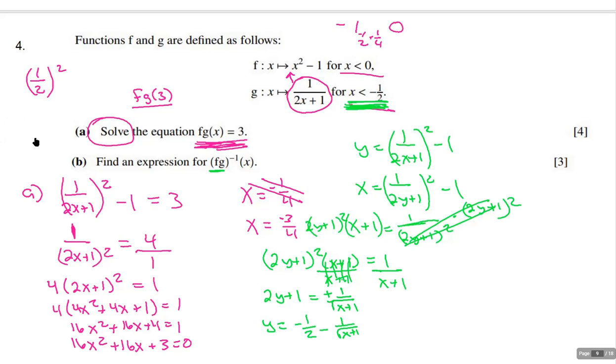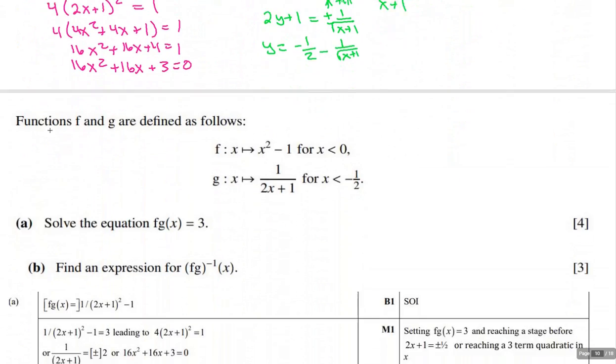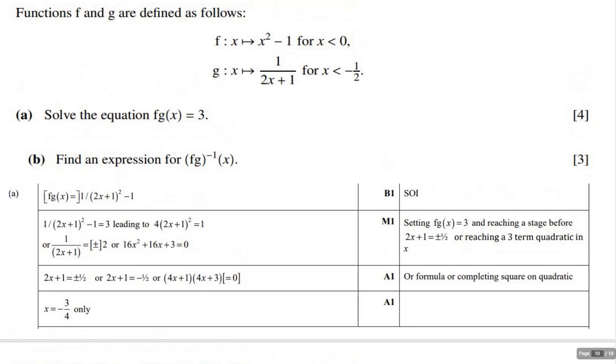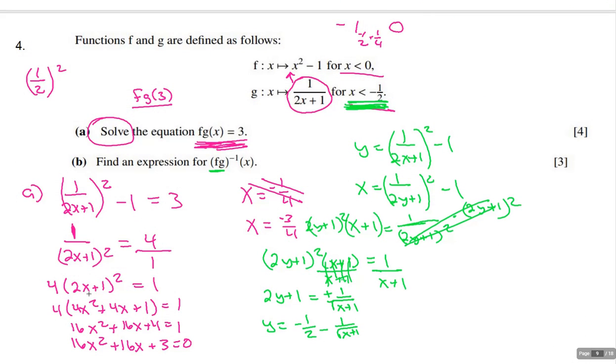Okay, let's take a look and see. So here, you see we're plugging in, setting it equal to 3, and then they still get negative 3/4. Is that what we got? Yeah, negative 3/4. All right.